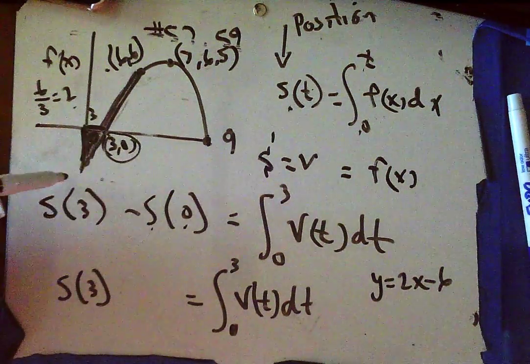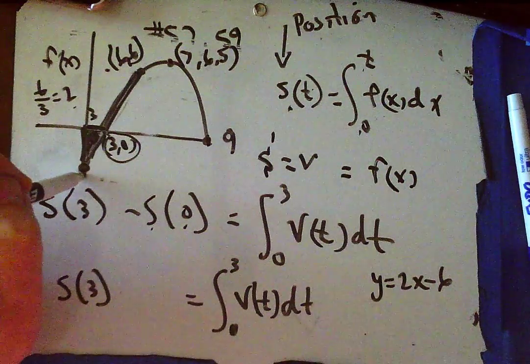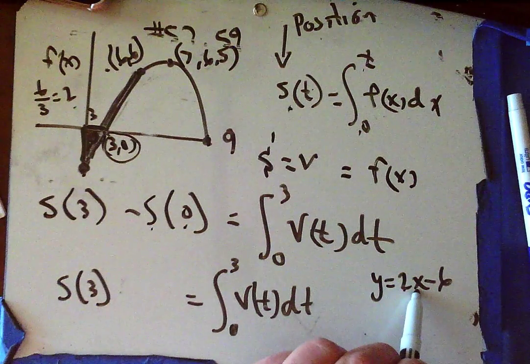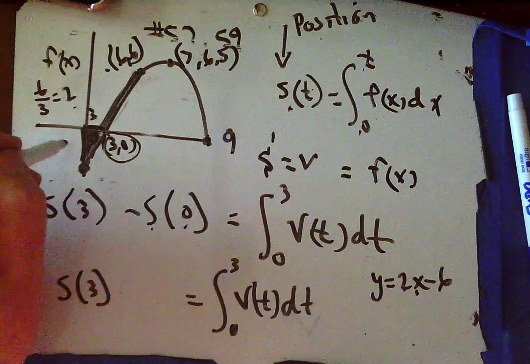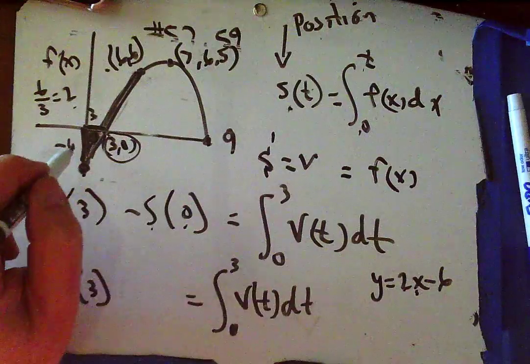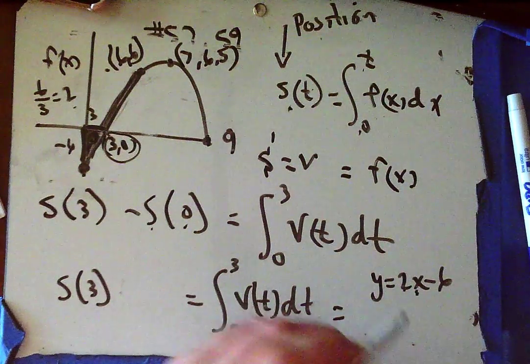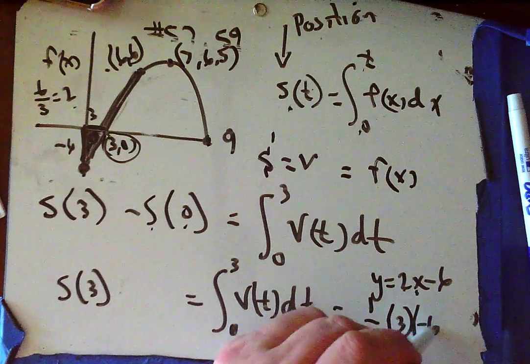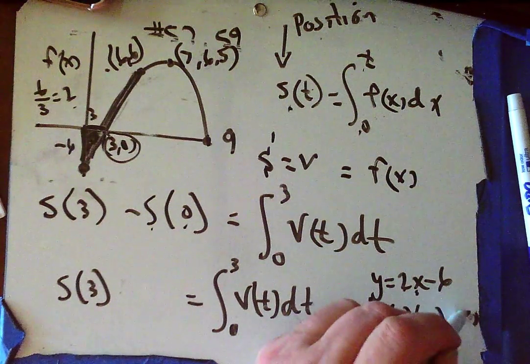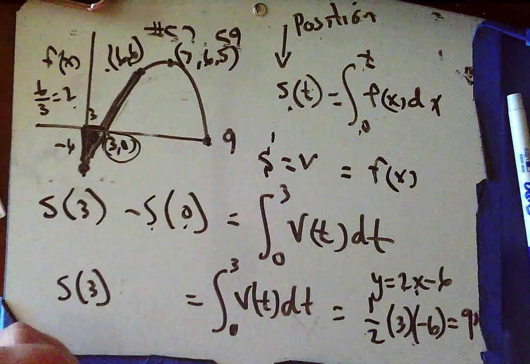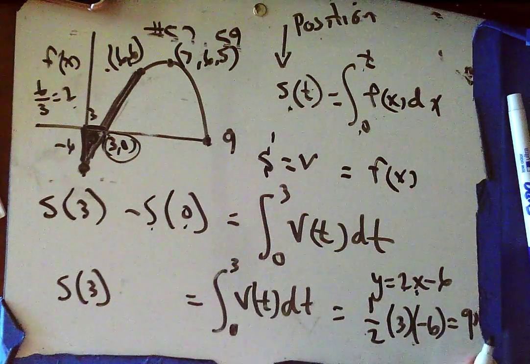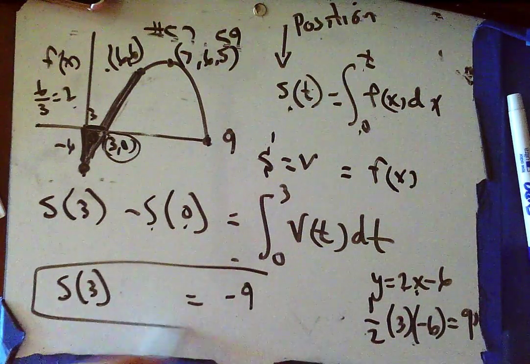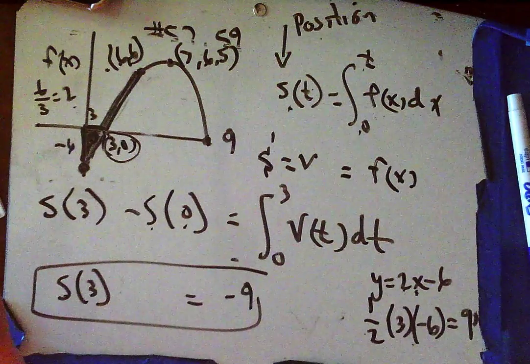But what about this distance? I want to know what the value is at 0. So if I plug in a 0 here, 2 times 0 is 0, minus 6 is negative 6. So what can I say here? I can say that this is going to be 1/2 base of 3, a height of negative 6, and so I get negative 9. So I know that the integral from 0 to 3 is negative 9. And therefore, S of 3 is negative 9. And don't box in your answer.